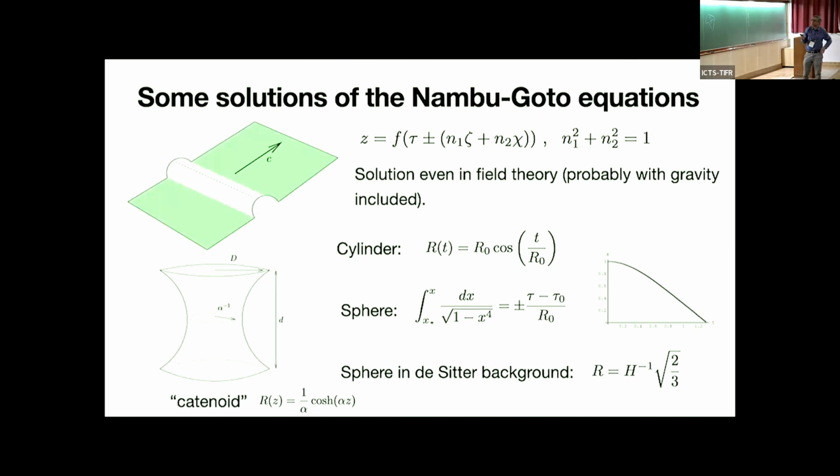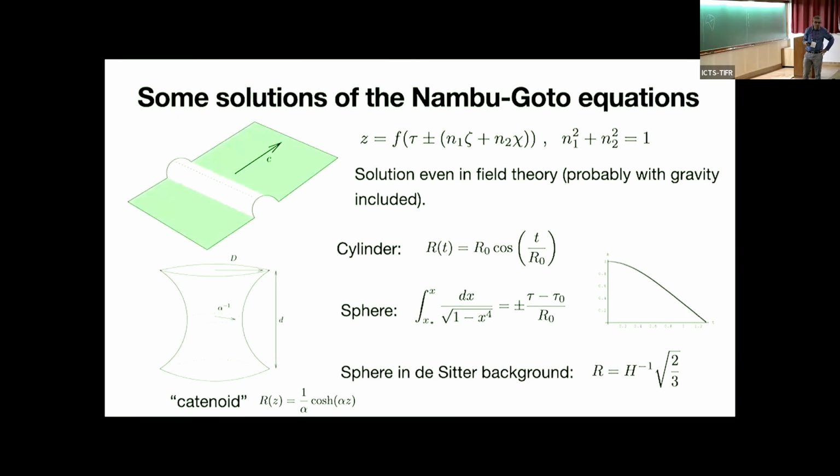But there are some solutions of the Nambu-Goto equations that people have found. One of them is a traveling wave. You can have a domain wall, you can put a little bump on it, and this bump can move forward at the speed of light. If z is the coordinate with respect to the plane, then there are solutions which have this dependence on it.